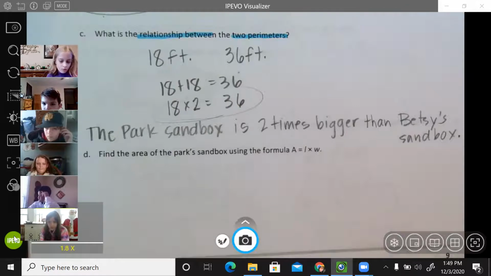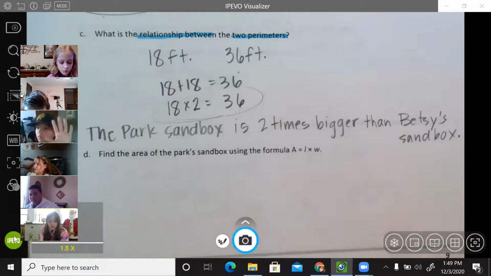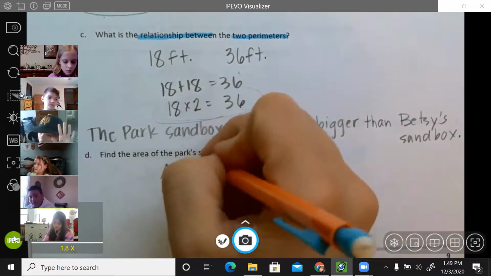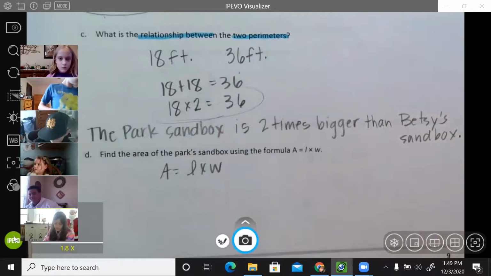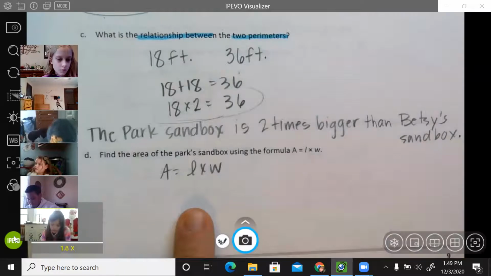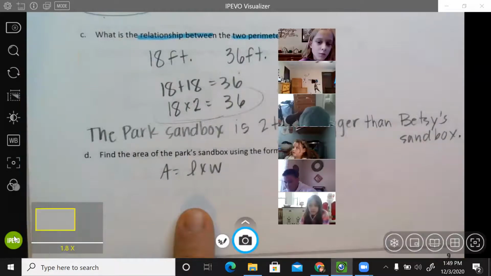Okay, Carson, what's the formula for finding area? Formula A equals length times width. Good. Area equals length times width. Ilea, what do we know about the park sandbox? What parts of A equals L times W can we fill in?